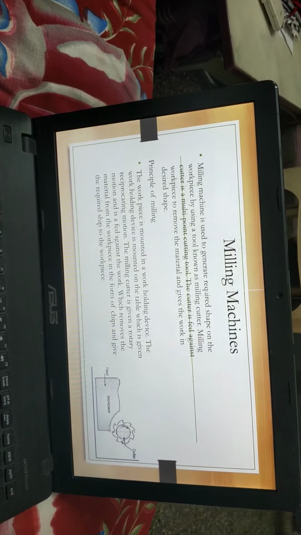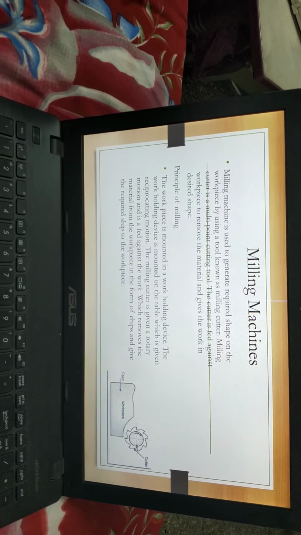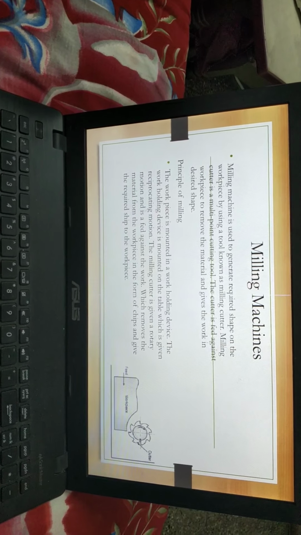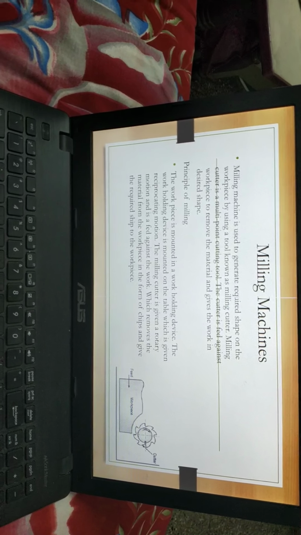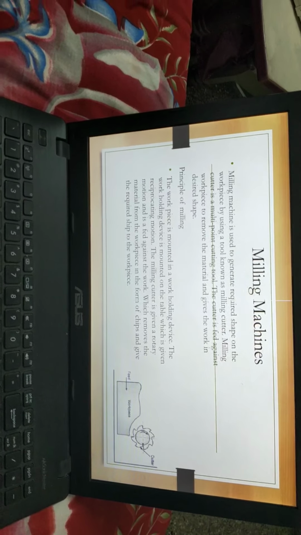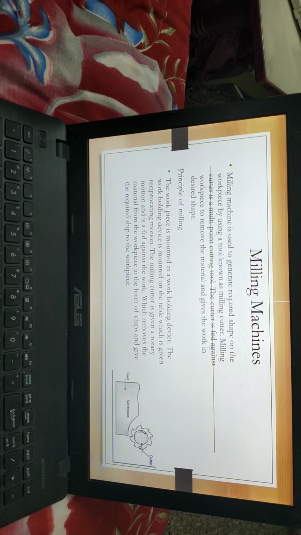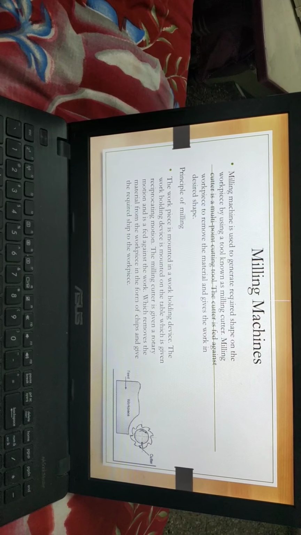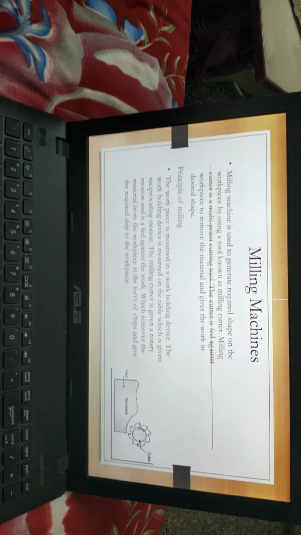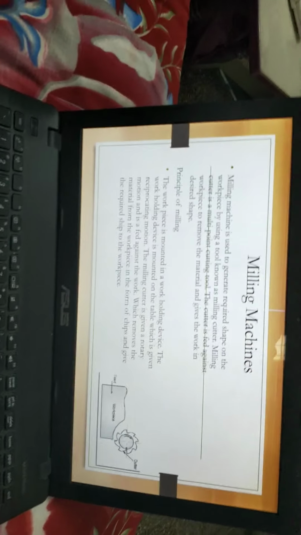Principle of milling machine: the workpiece is mounted on the work holding device. The work holding device is mounted on the table, which is given a reciprocating motion. The milling cutter is given a rotary motion and is fed against the work, which removes the material from the workpiece in the form of chips and gives the required shape to the workpiece.